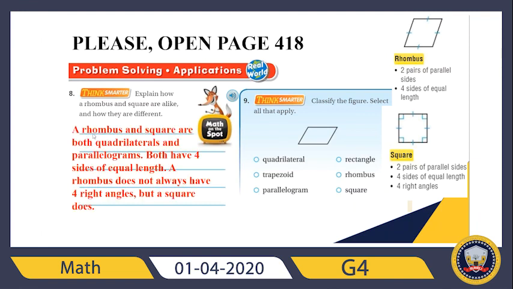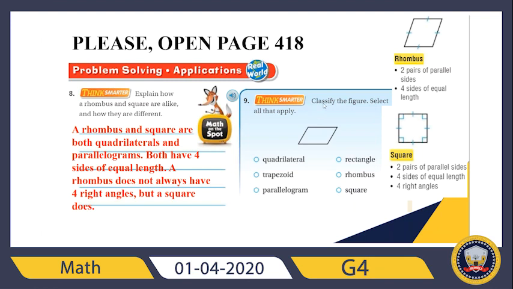So I can say a rhombus and a square are both quadrilaterals and parallelograms, both have 4 sides of equal length, and both have 2 pairs of parallel sides. What is the difference between them? While a square has 4 right angles, a rhombus does not. Okay, right now let's check question 9.